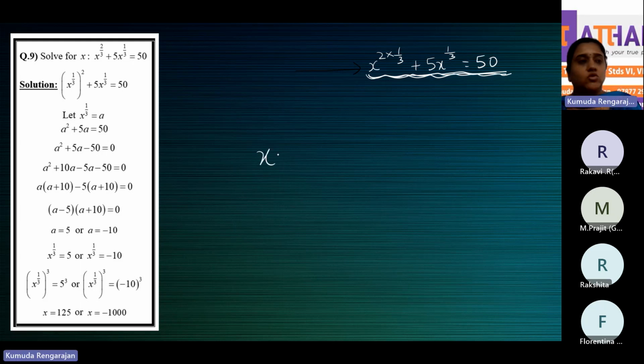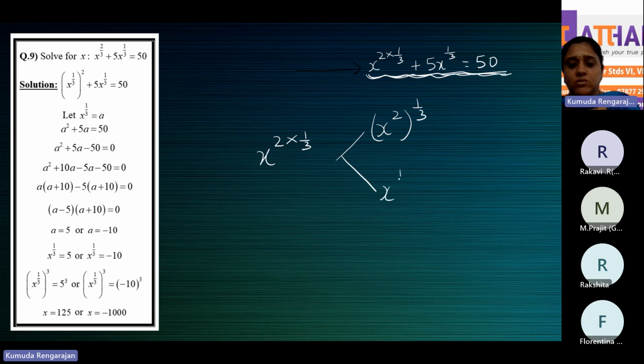We write x to the power 2 by 3 as 2 into 1 by 3. And then this can be written in two ways. This can be written as x to the power 2, the whole power 1 by 3, or it can be written as x to the power 1 by 3, the whole square. So you have to choose between the two.